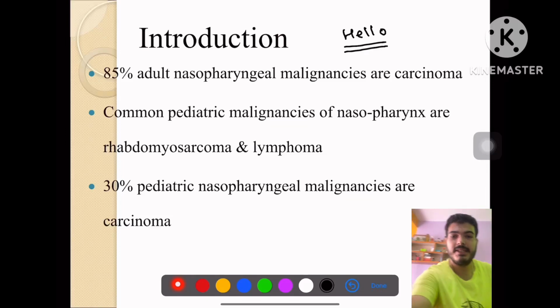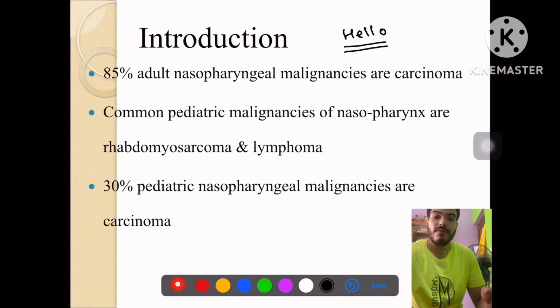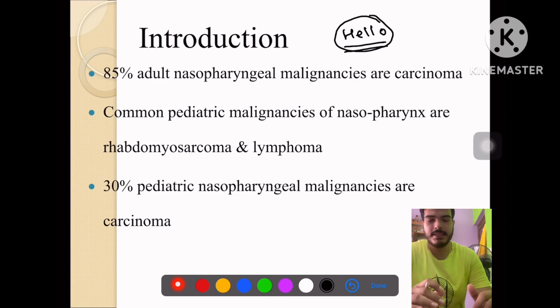So in this lecture series, we are going to discuss nasopharyngeal cancer. Nasopharyngeal cancer is a very important topic for undergrad students, and it is one of the most frequently asked questions. Okay, so nasopharyngeal tumor arises from the nasopharynx, but which area in the nasopharynx?